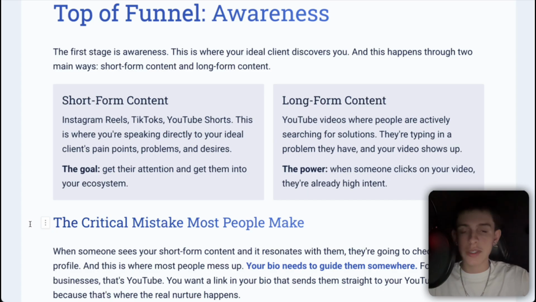And the other way, which is more high intent, is long form content. This is YouTube videos where people are actively searching for solutions. They're typing in a problem they have and your video shows up. The important thing to note here is that when somebody clicks on your video, they're already high intent because there's a higher barrier to entry. For somebody to click on your YouTube video, they have to resonate with 2 things, the thumbnail and the title, which if you strategize your thumbnail and title correctly, you're going to be bringing in people that are actively searching for your service.